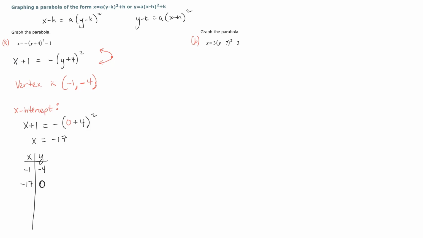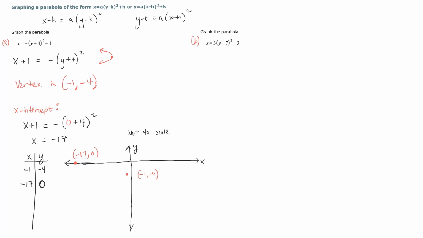I'm going to draw a graph that's not to scale. And I know I'm in the third quadrant, so I'm going to give myself more room for the third quadrant. So here's my y-axis. Here's my x-axis. And let's plot -1, -4. So let's say this is -1, -4. And I know it's going to open to the left. So that ordered pair is labeled now. Now, right here, I'm going to label this as -17, 0.